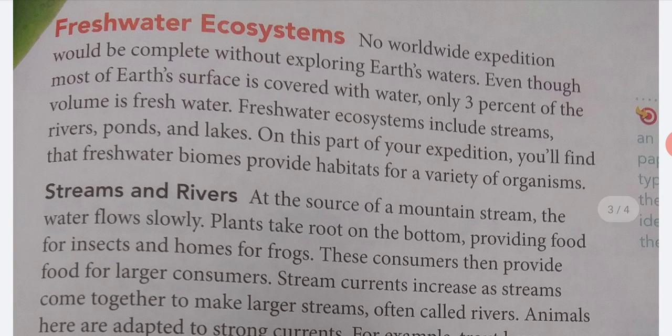Freshwater ecosystems. No worldwide expedition would be complete without exploring Earth's waters. Even though most of Earth's surface is covered with water, only 3% of the volume is freshwater. Freshwater ecosystems include streams, rivers, ponds, and lakes. On this part of your expedition, you'll find that freshwater biomes provide habitats for a variety of organisms.